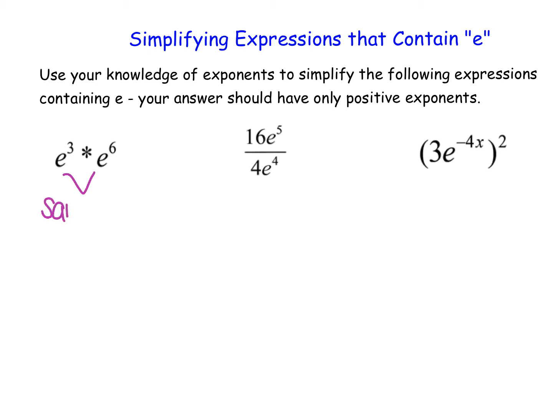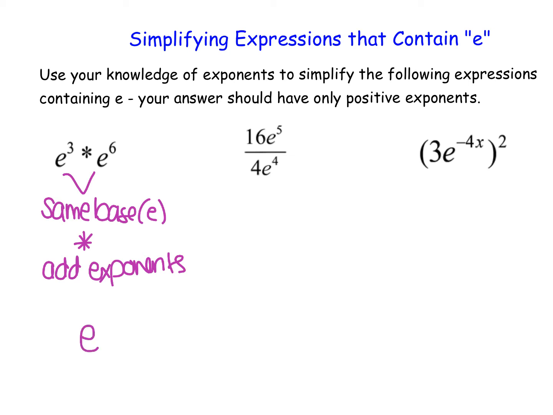And what we're noticing here is we have the same base, which is e. And when we have the same base and they're simply being multiplied, we add our exponents. So this is what we've done in the past with other types of expressions that contained numbers or variables, but now we're utilizing e. So here, if we have the same base, which is e, and they're being multiplied, we simply add their exponents. So this would become e to the power of 9. So that's the first exponent property that you need to be aware of.